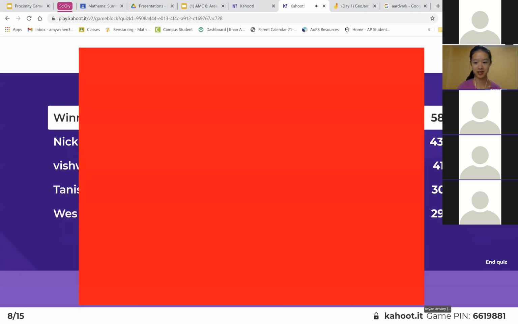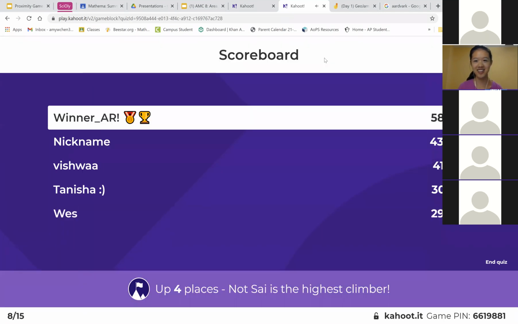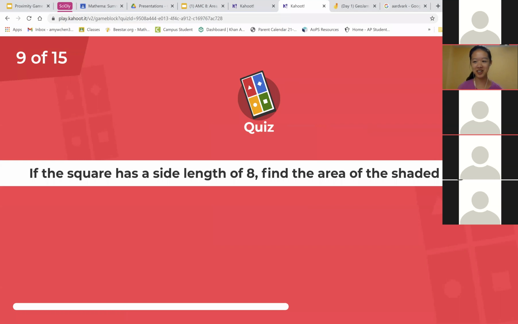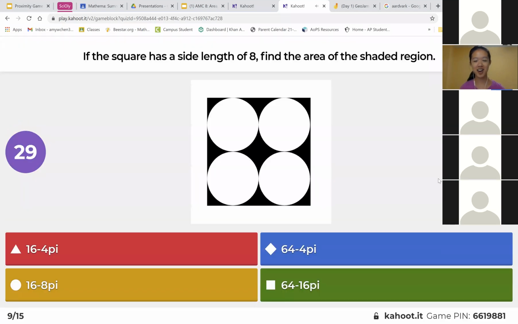Oh my gosh, what is this red, wait, Arian, did you make a big rectangle or something? Are you trying to sabotage the Kahoot game by covering the screen so people can't see? I don't know. Okay.